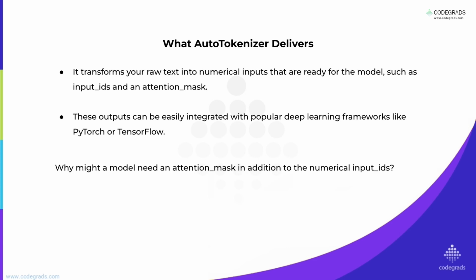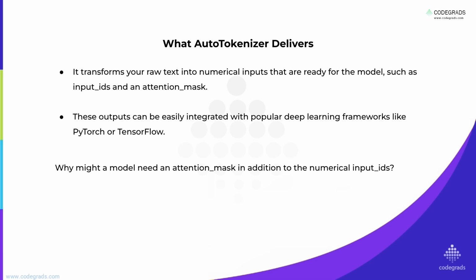So, what does AutoTokenizer actually give us? It transforms raw text into numerical inputs. Most importantly, input IDs. Input IDs are basically the serial number for each piece of your text. It also often provides an attention mask, and these outputs perfectly slot into PyTorch or TensorFlow.